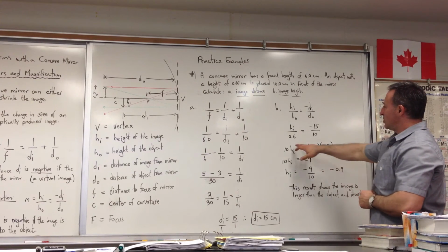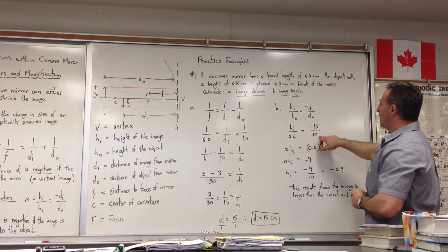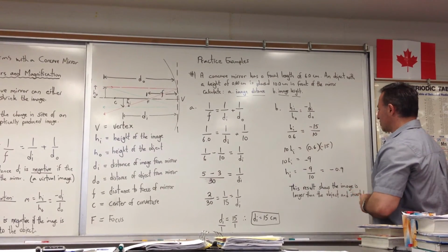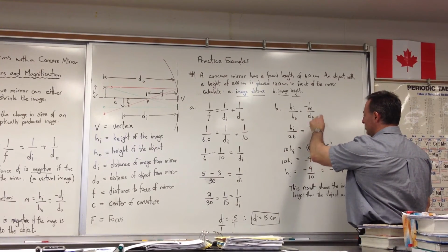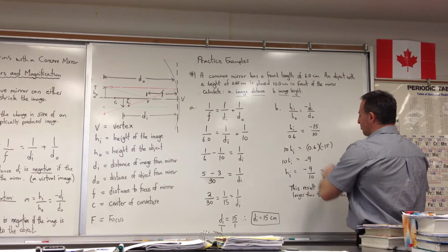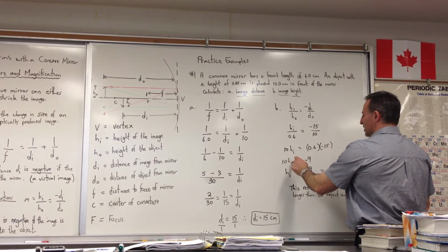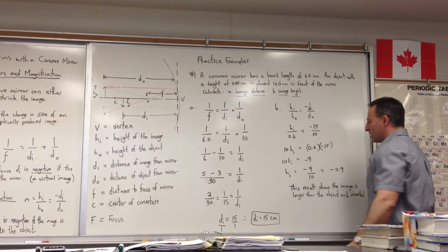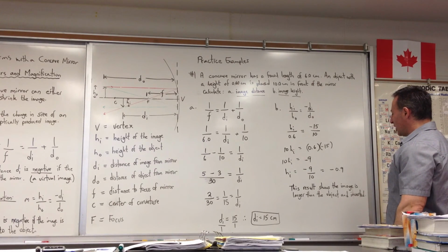We know that the object is 0.6 centimeters tall, and that it is 10 centimeters in front of the mirror. So the height of the image can be solved for by doing a cross multiplication. 10 times hi is equal to 0.6 times negative 15, which I've written over here. 0.6 times negative 15 is negative 9. So 10 times the height of the image is equal to negative 9. We transpose the 10. Height of the image is negative 9 over 10, which is equal to negative 0.9.